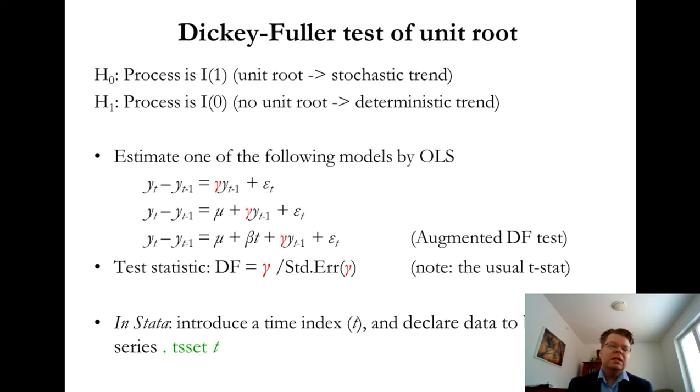But if gamma is negative and significantly smaller than 0, then we do not have a unit root, and we would then accept the alternative hypothesis. So the Dickey-Fuller test is essentially a one-sided test. And if you think about the test statistic, this Dickey-Fuller test statistic that I have indicated by DF, it's essentially the same as the usual t-test statistic.